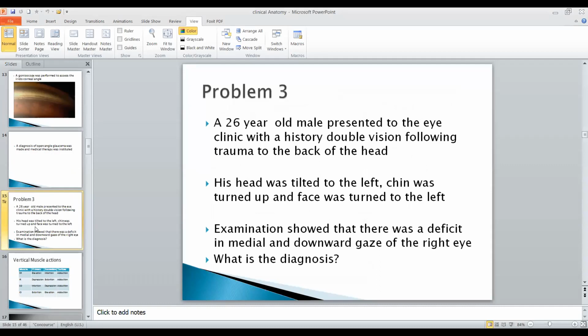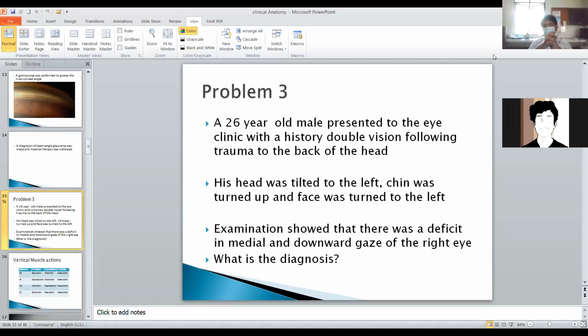So, when you examine the eye movements, it showed that there was a deficit in the down gaze on adduction. So, medial down gaze was affected of the right eye. So, what is the diagnosis? Yeah, can someone tell me something about the diagnosis? What kind of problem it is at least?